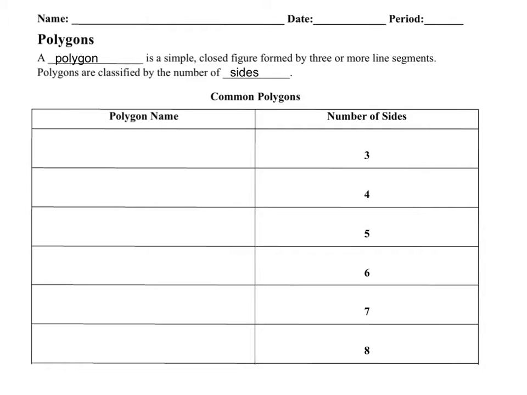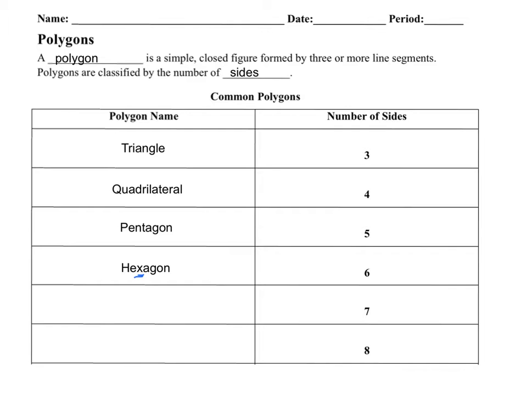Whenever we have a 3-sided figure, that polygon name is a triangle. A 4-sided polygon is known as a quadrilateral. A 5-sided polygon is known as a pentagon. A 6-sided polygon is known as a hexagon. And an easy way to remember hexagon for 6 is hexagon has an X in it, and the word 6 also has an X in it.